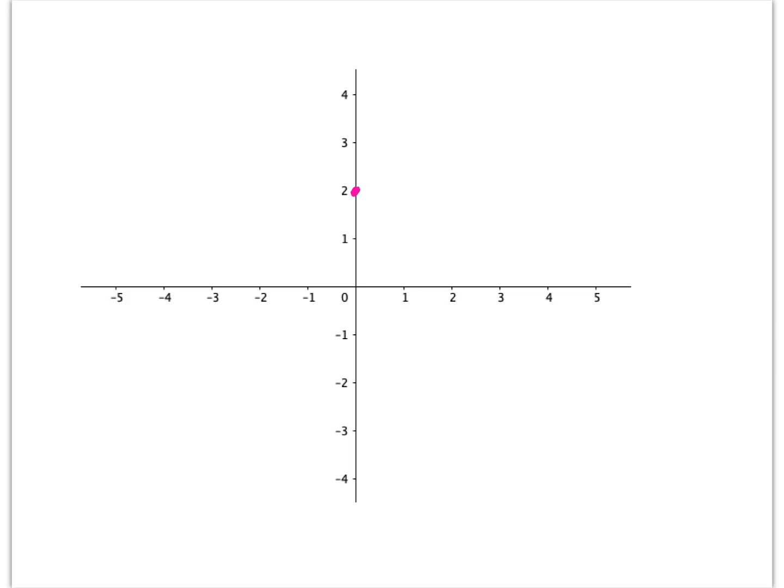So f is increasing from 0 to 2. So I'm just going to mark up with some notes down at the bottom here. So 0 to 2, f is increasing. So I'm just making some notes here. And then f is decreasing from 2 to infinity. So f decreasing here.